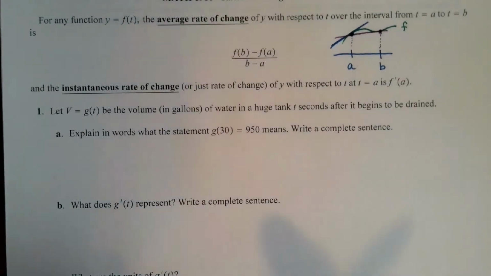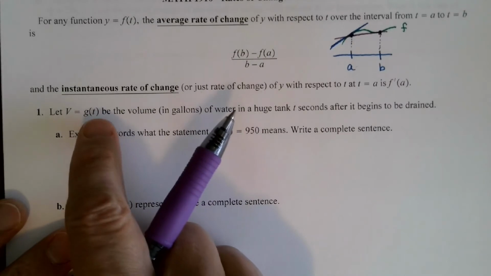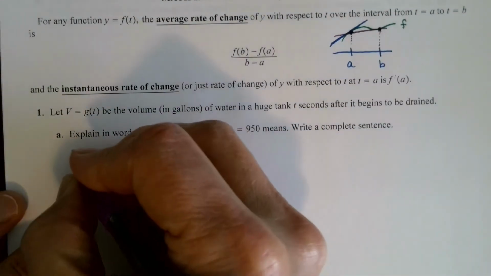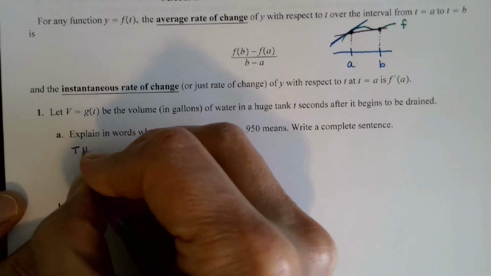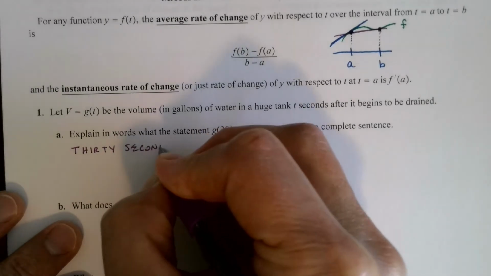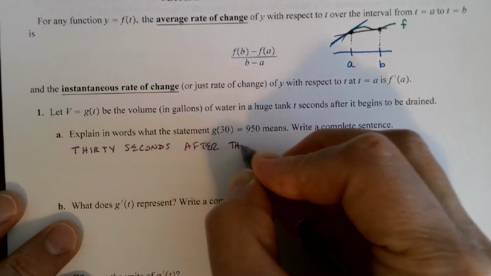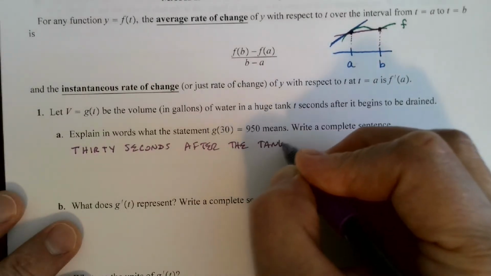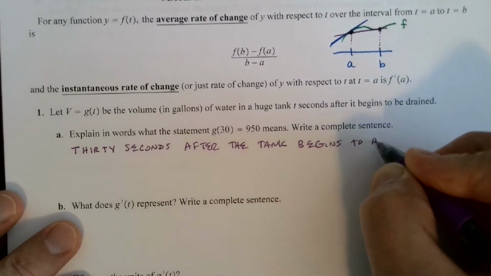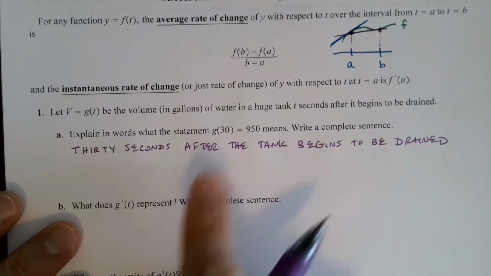So first of all, 30, what's that represent? That's the input, that's the time, in seconds after it begins to be drained. So let's start there. How many seconds after it begins to be drained? 30 seconds. All right, so 30 seconds after the tank begins to be drained. Okay, so that's what that represents.